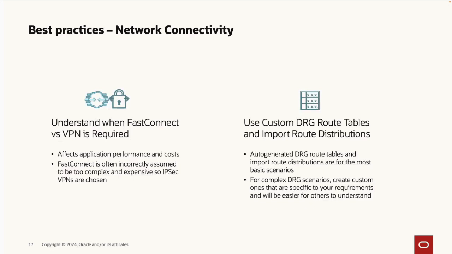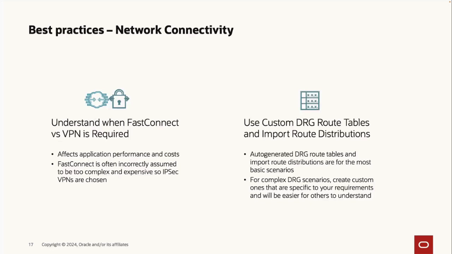However, once you want to start doing something a little bit more advanced, then you're going to need to change those route tables and import route distributions. The recommendation here: leave the auto-generated ones alone and go create your own DRG route tables for your VCNs, your FastConnects, and then import route distributions very specific to those that are only allowing the actual traffic and routes that you want it to.